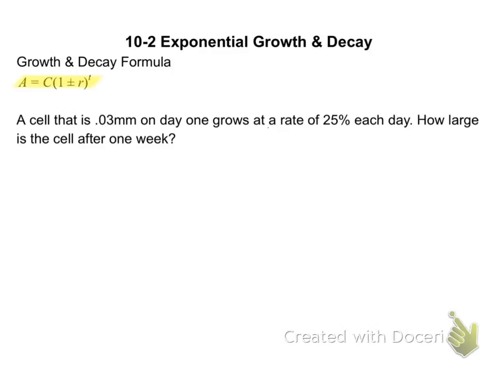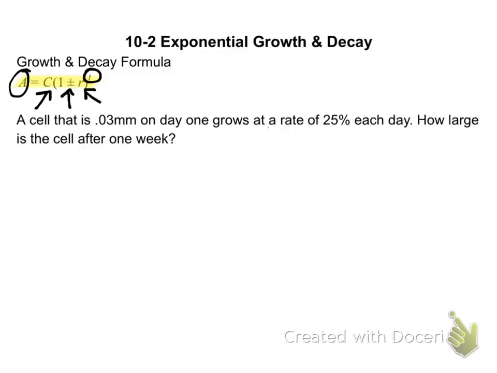A is the ending amount. That's what we're basically going to be solving for every time. C is your beginning amount. Plus or minus is going to tell you either growth or decay. Growth would be plus, decay would be minus. And then you have your rate, which is R. How fast is it increasing or decreasing? And then T is your time. How long has it been increasing or decreasing?